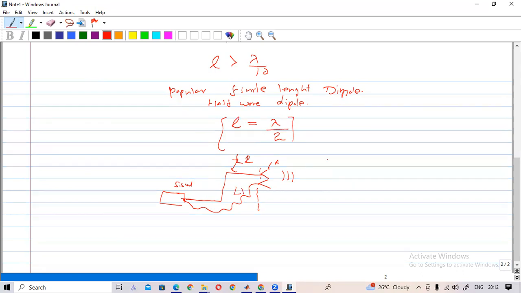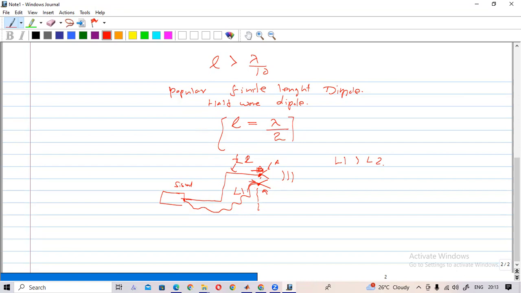This is L1. If I select L1 greater than L2, that means the signal feeds first. This signal from here to here reaches first. Then the signal to the second antenna will come later, that means it has a delay. So you can change the delay by changing the length of the transmission feed line.